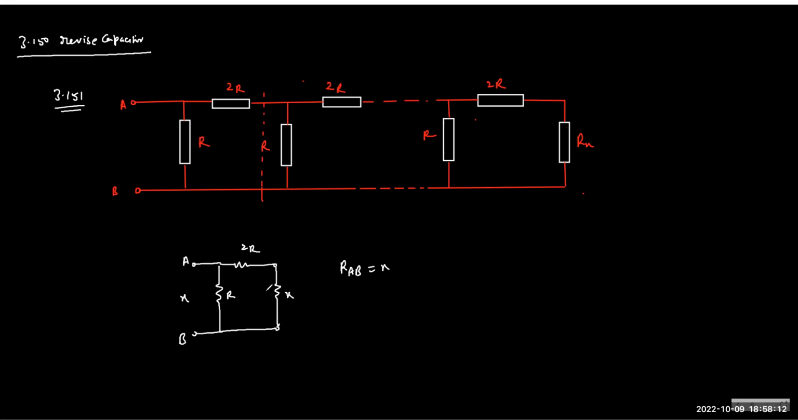So using the circuit, what is the answer? 2R and X are in series, so 2R plus X, and then in parallel with R. So into R, and this must equal X. I hope you can solve this quadratic. What we get is Rx is equal to (√3 minus 1)R.